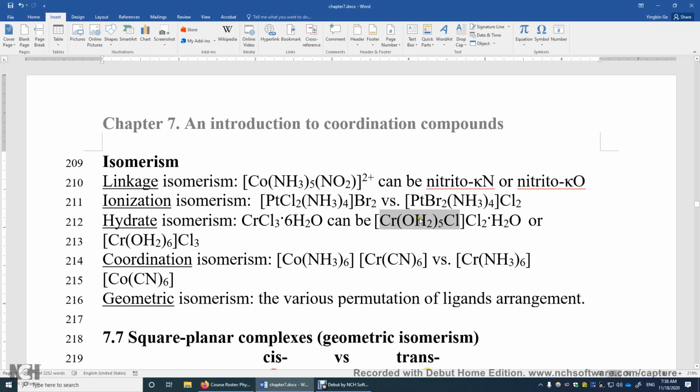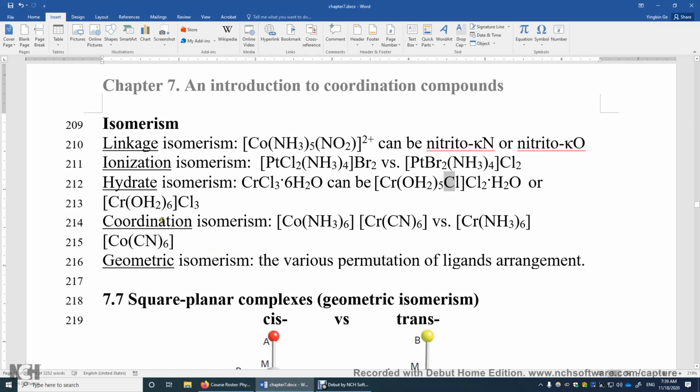We have 5 aqua ligands and 1 chlorido ligand bonded to chromium, or you can have 6 aqua ligands bonded to chromium. So over here you have pentaaquachloridochromium, and then you have this chloride here, and this is monohydrate. And then over here you have hexaaquachromium chloride.